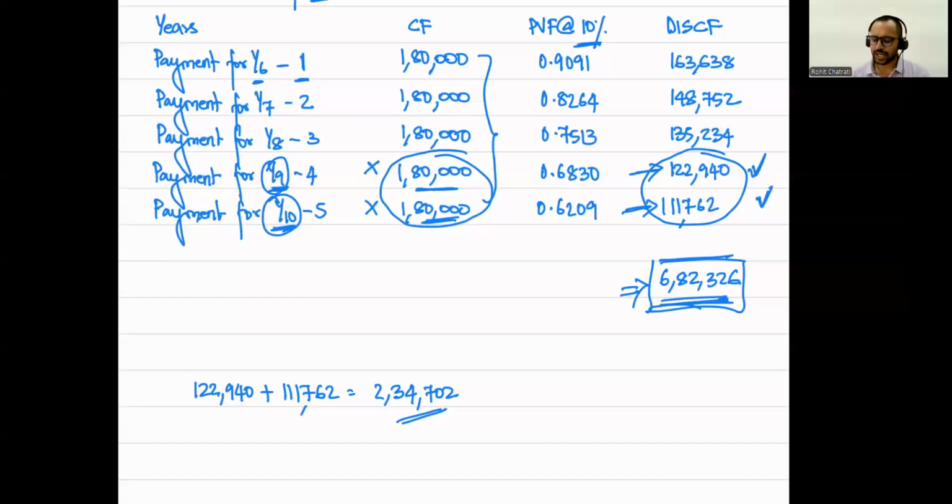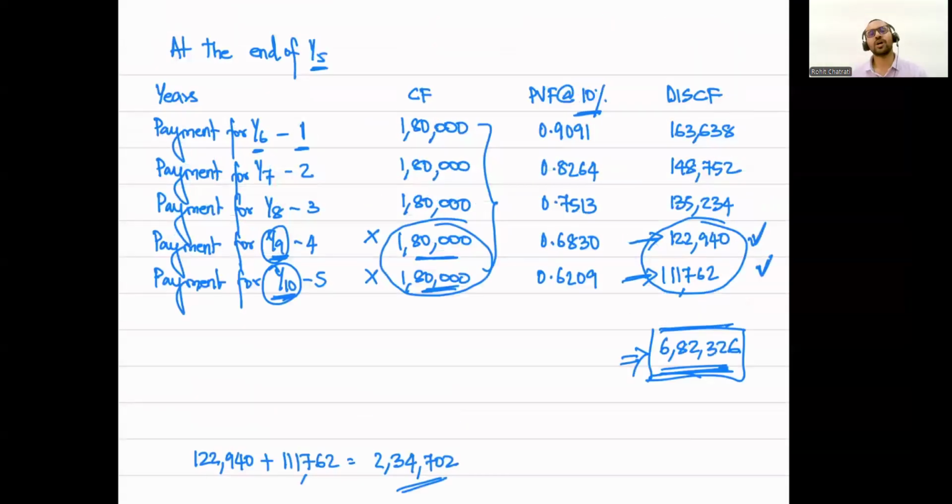But if you didn't have this working with you, what you would do is prepare a separate working where you would calculate the present value of the 1,80,000 for years 9 and 10. Whatever is standing for years 9 and 10, you will discount it to today's terms. Today's terms basically means the end of year 5 or the beginning of year 6, and you will calculate the 1,22,000 and 1,11,000 separately as a working note.